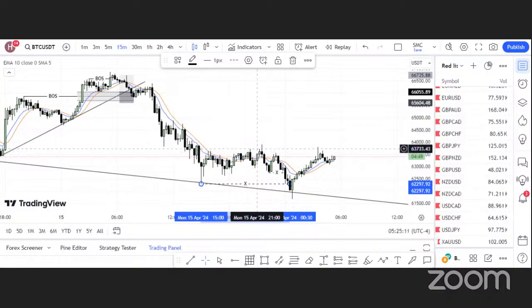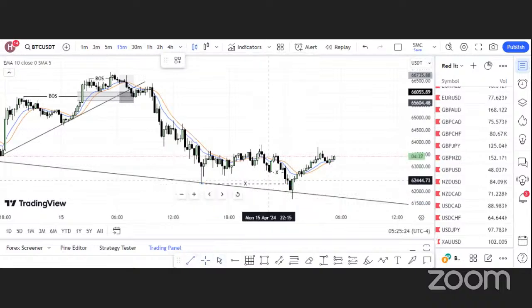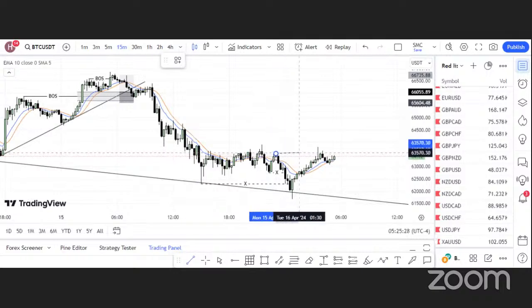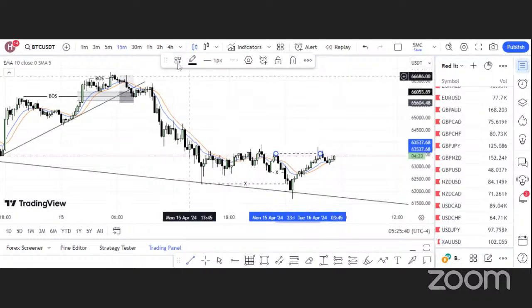And then after the liquidity pool here, we have this high, we have this low, we have this high, we have this low that broke and purged the liquidity. And then after the liquidity was purged, the market moved in the opposite direction. And here the market was able to change character. Changing of character also means the market is reversing.